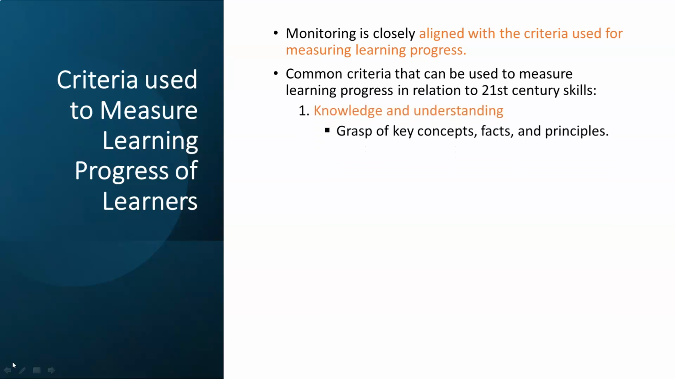Assessing learners' knowledge and understanding involves evaluating their grasp of key concepts, facts, and principles related to the subject matter. This criterion examines the depth and accuracy of learners' knowledge and their ability to apply it appropriately. 2. Skill mastery. Measuring learners' skill mastery involves assessing their proficiency in applying specific skills relevant to the subject or learning area. Skills can include critical thinking, problem solving, communication, research, data analysis, creativity, or technical skills. Criteria for skills mastery may focus on the application, complexity, and effectiveness of the learner's skills.